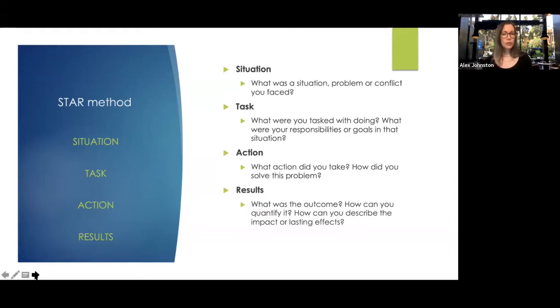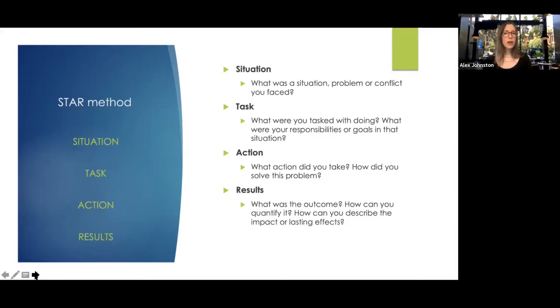Finally, results. What was the outcome? How can you quantify it? How can you describe the impact or lasting effects? So the results are where hiring managers, people who read your resume, are looking for impact. And if you can quantify it with some kind of number, some kind of data, that's very useful.